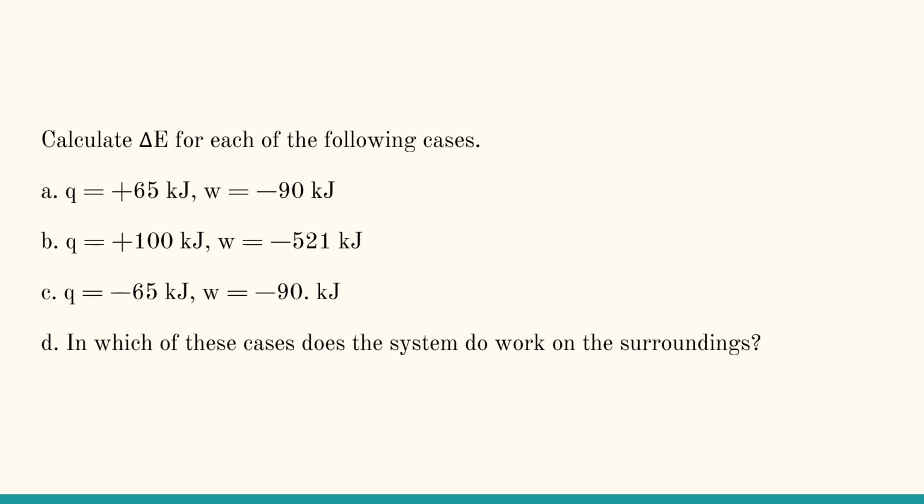Find delta E for each of the following cases. So these are pretty easy. We're just doing Q plus W, so we're just adding these two values. So for letter A, we get negative 25 kilojoules. Letter B, again, negative 421 kilojoules, and letter C, 155 kilojoules.